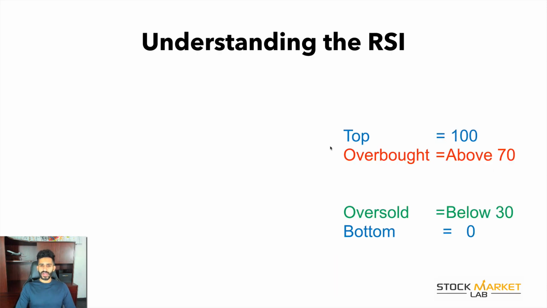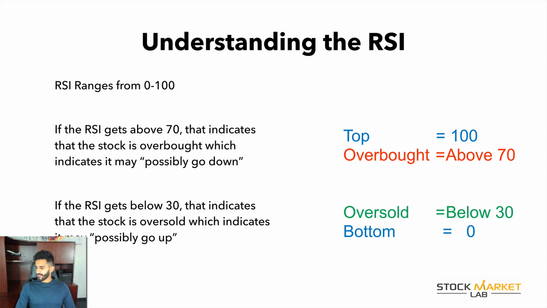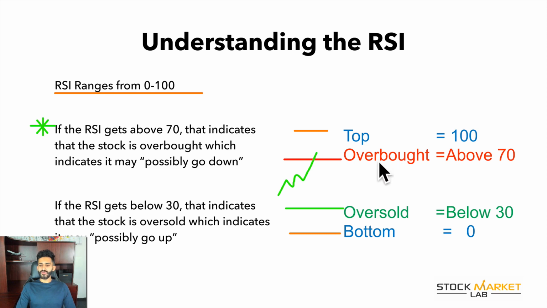Now let's understand the RSI a little bit more. The RSI ranges from 0 to 100. In that range, there are two important points. One is the 70 mark, as I just showed you, and the second is the 30 mark. What do they represent? In the first example, if the RSI gets above 70, that indicates that the stock is overbought, which indicates it may possibly, and I use the word possibly, go down because it is overbought.